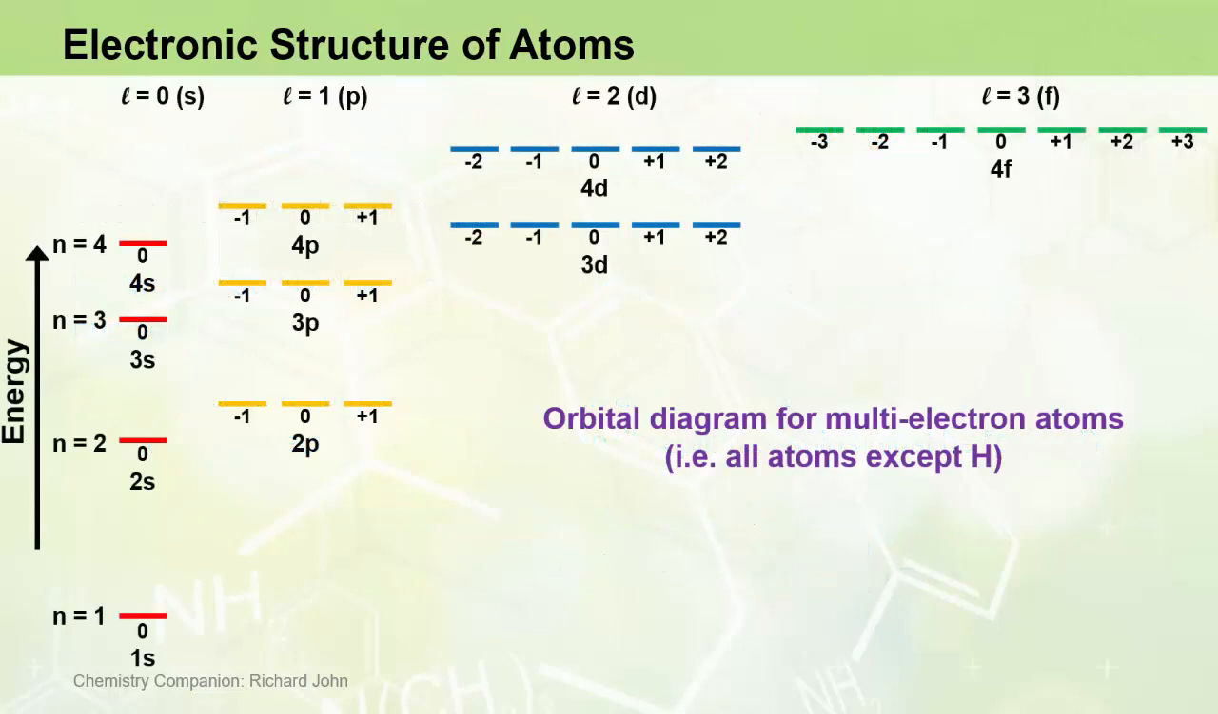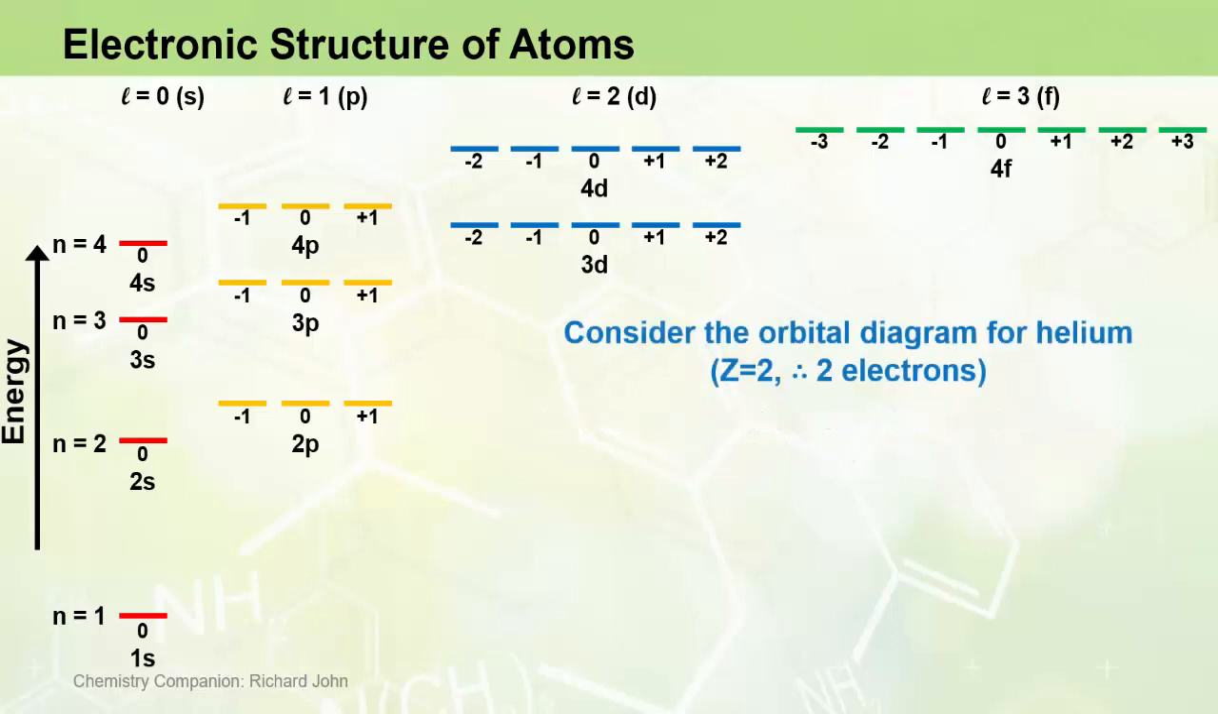To demonstrate these ideas, let's consider the orbital diagram for helium, which has an atomic number of Z equals 2, which therefore means there are two electrons in the electron cloud, making it the simplest of all of the multi-electron atoms. It should be pointed out that what we're considering here is the lowest energy arrangement of electrons in helium, not a situation where one or more of the electrons have been excited into higher energy levels. In other words, what we are considering is the ground state electron arrangement.